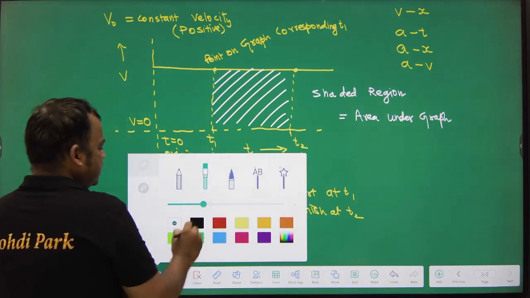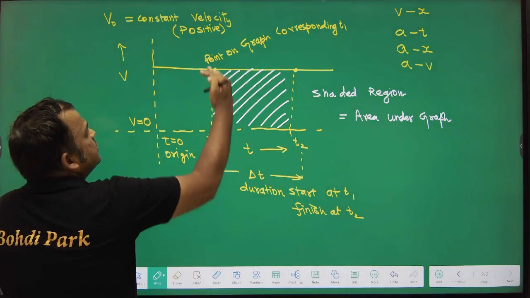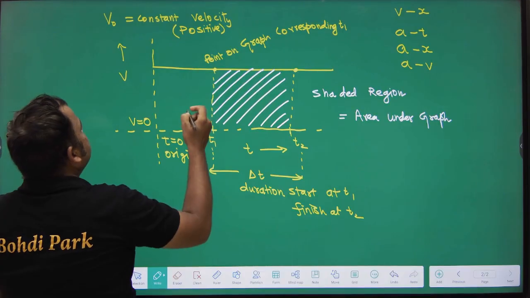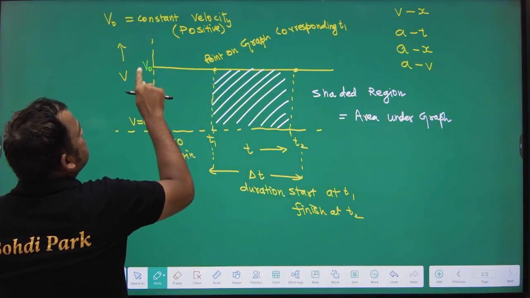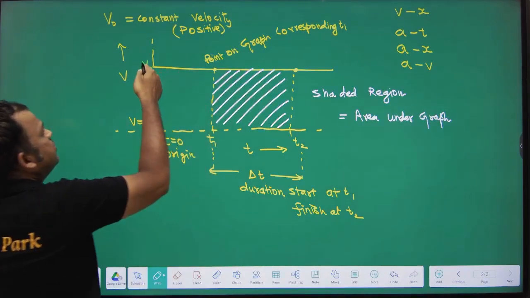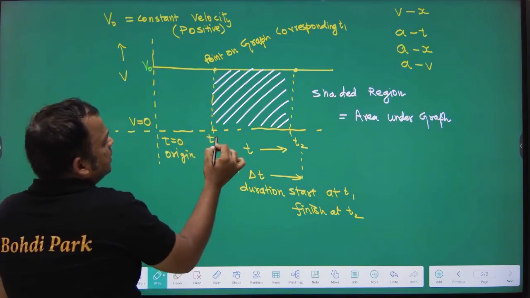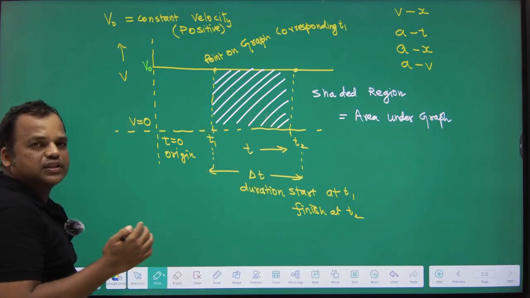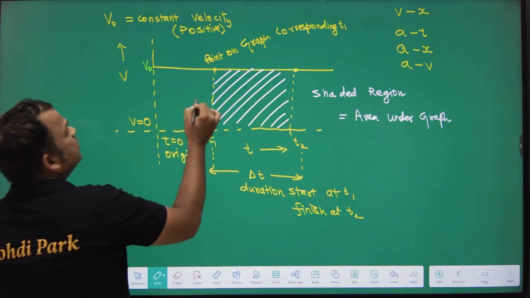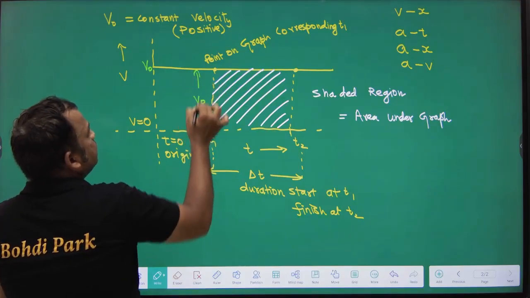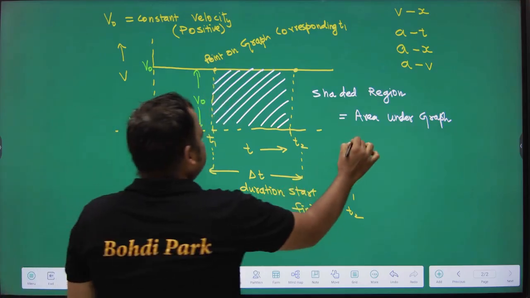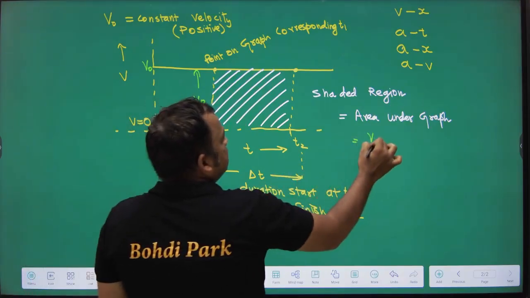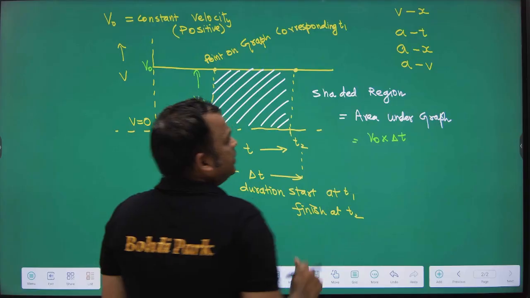The shape of this area is a rectangle. The height of this rectangle is v naught, the constant velocity. It can be 1 meter per second, 2 meter per second. The length of this rectangle is t2 minus t1. So the area will be length into breadth, which is equal to v naught into delta t.